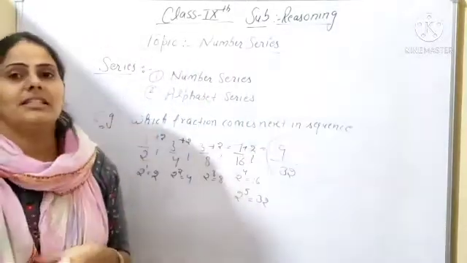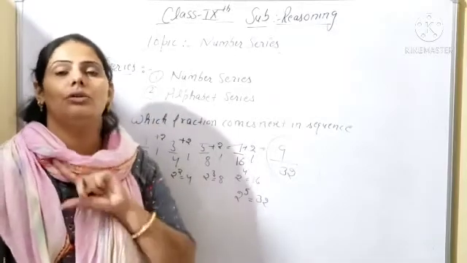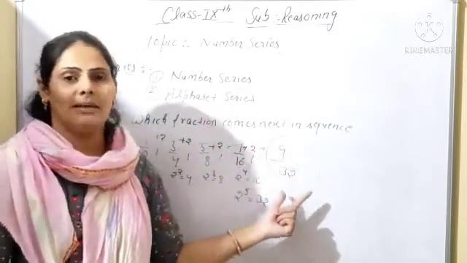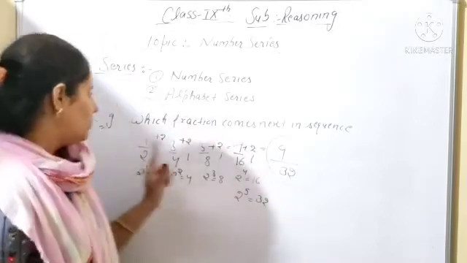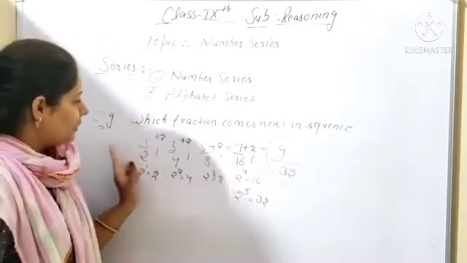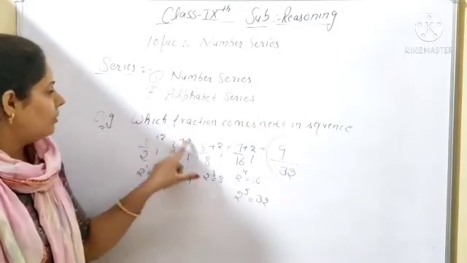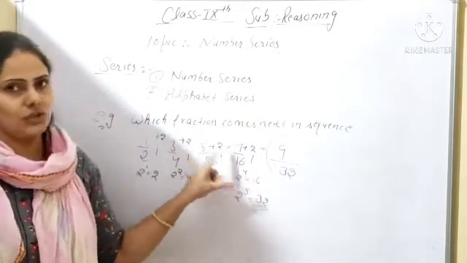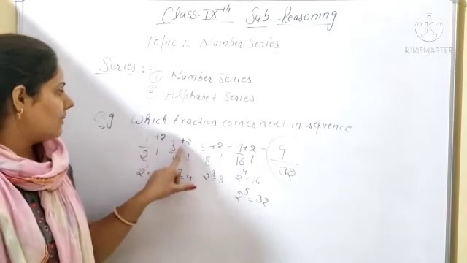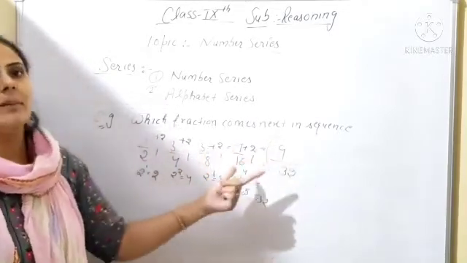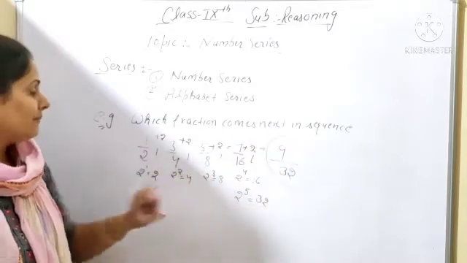If it is given in the form of a fraction, what will you do? First you will recognize what will come in the numerator. After that, what will come at the place of denominator. So first you will check the numerator and what sequence it is following. Simply, you are adding 2 to all the numbers: 1 plus 2 is 3, 3 plus 2 is 5, 5 plus 2 is 7, 7 plus 2 is 9. The next number will be 7 plus 2, so it will be 9.